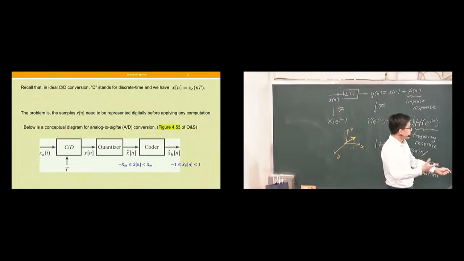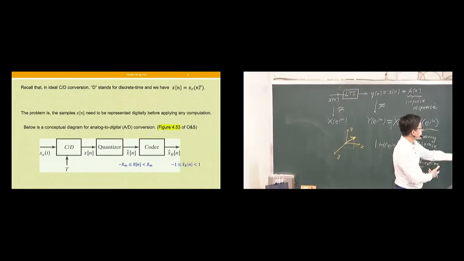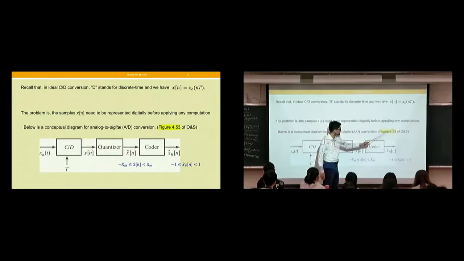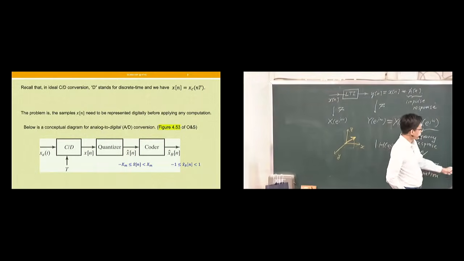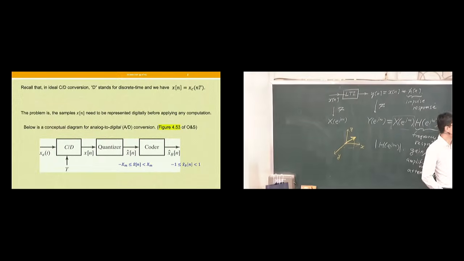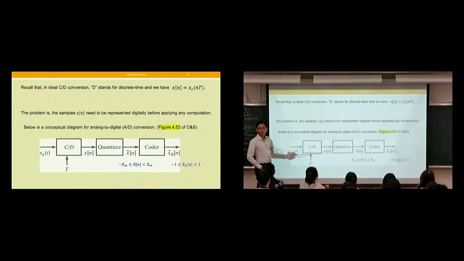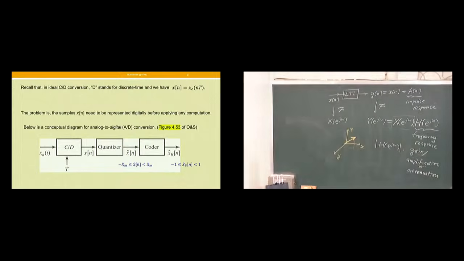So now, without further ado, this is a conceptual diagram for what we call an A to D converter, analog to digital. You can find it in the textbook too, Oppenheim and Schafer. This is a direct copy from the textbook, in which your signal goes from the left into the C to D converter to become a sequence of real numbers, and then we quantize the sequence of real numbers. The result is denoted as x hat.